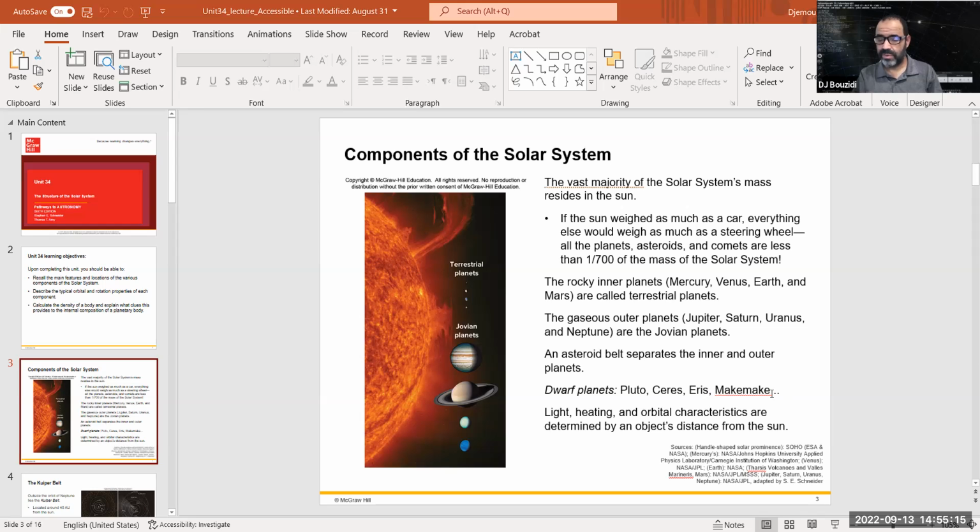Those are just a few. I have some dots in here because you have Haumea, you have Sedna, you have a bunch of other things. Quaoar, you have other things also in here. So it's not just those three objects.